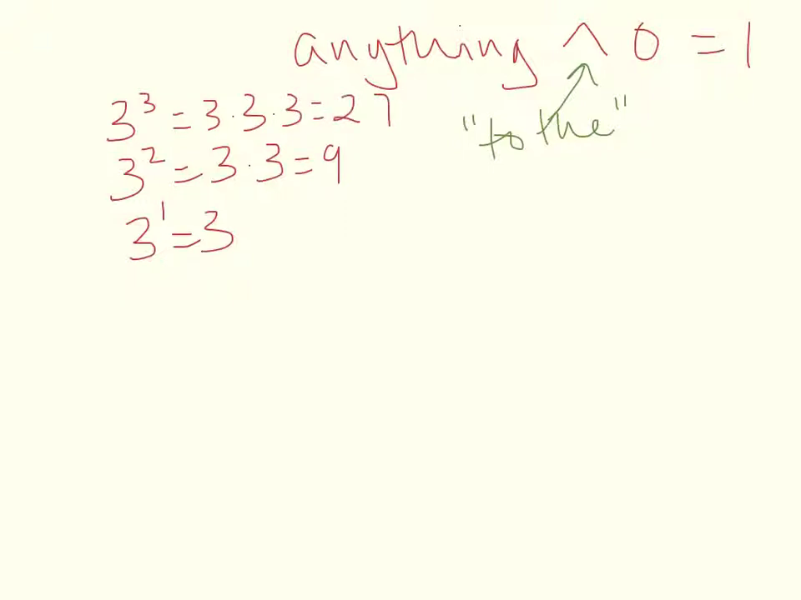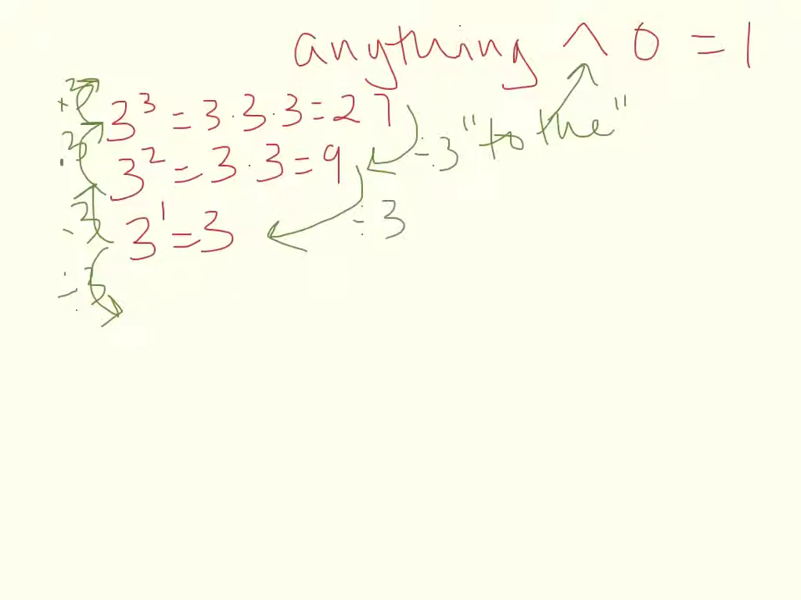We could keep moving up this, and every time we move up an exponent, it means we're multiplying by 3, right? Every time we go down an exponent, we would divide by 3, which makes sense because 27 divided by 3 is 9. 9 divided by 3 is 3. So 3 to the 0, if we kept following this pattern, we would have to divide by 3. And 3 divided by 3 is 1. So that's how we get anything to the 0 is equal to 1.